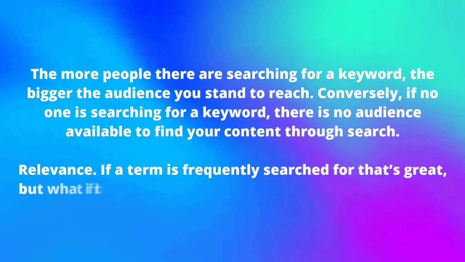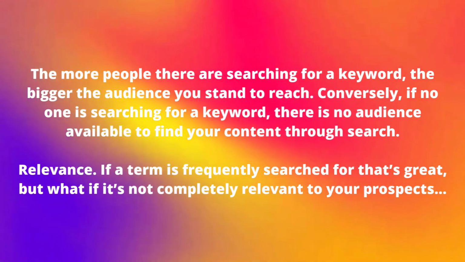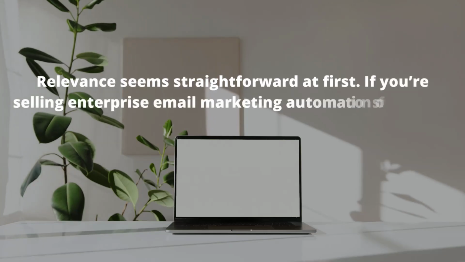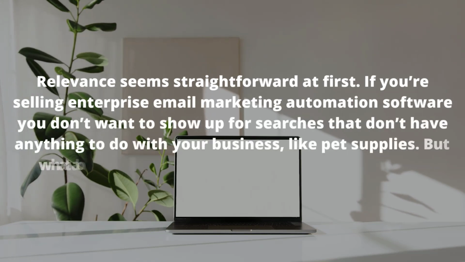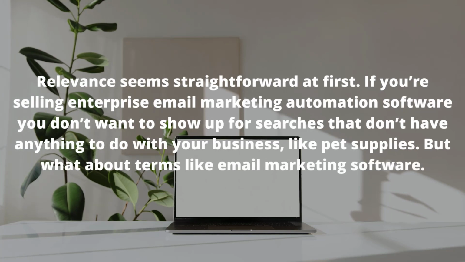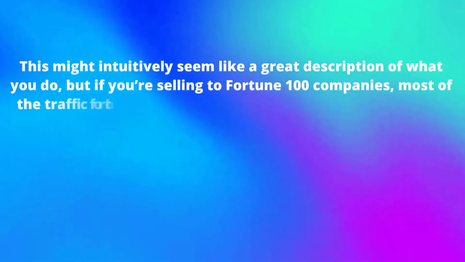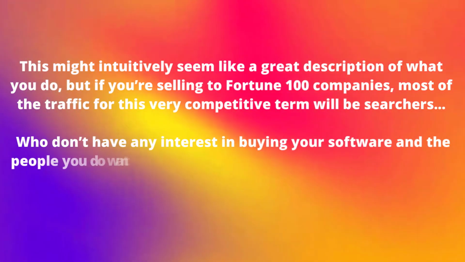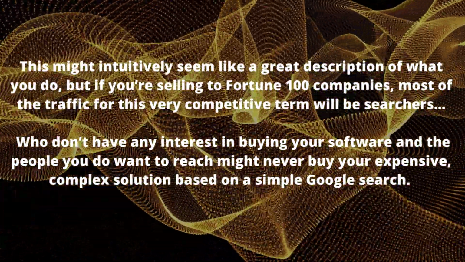The next is relevance. If a term is frequently searched for, that's great, but what if it's not completely relevant to your prospects? Relevance seems straightforward at first. If you're selling enterprise email marketing automation software, you don't want to show up for searches that don't have anything to do with your business, like pet supplies. But what about terms like email marketing software? This might intuitively seem like a great description of what you do, but if you're selling to Fortune 100 companies, most of the traffic for this very competitive term will be searchers who don't have any interest in buying your software, and the people who you do want to reach might never buy your expensive complex solution based on a simple Google search.